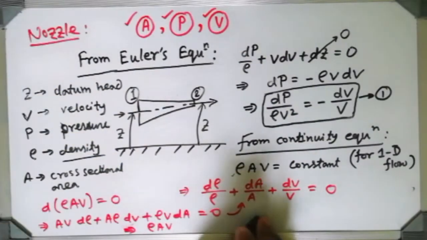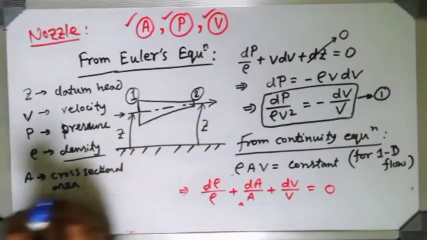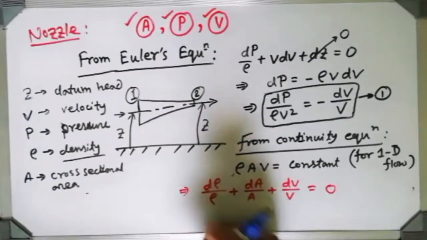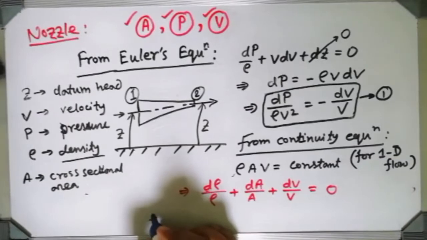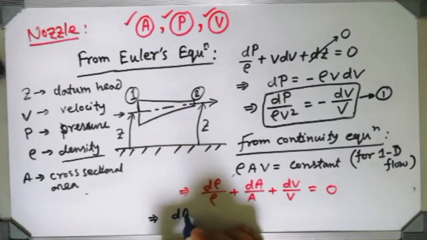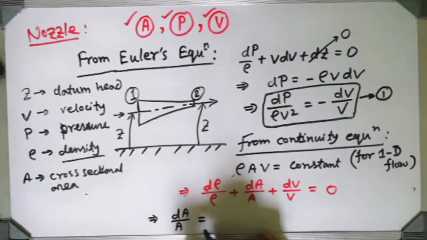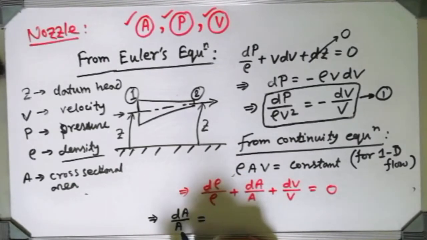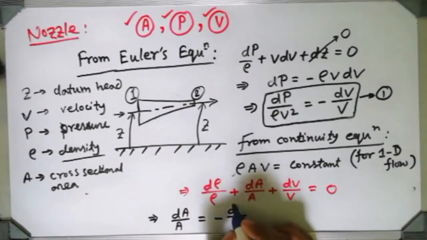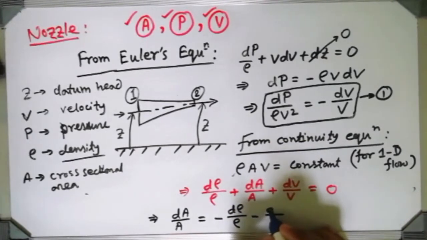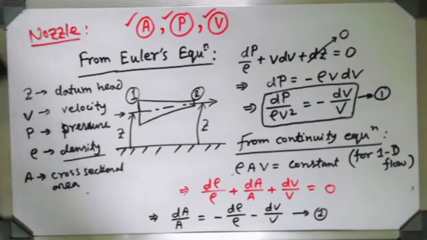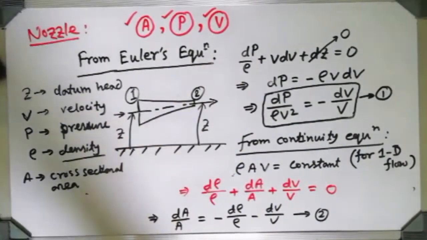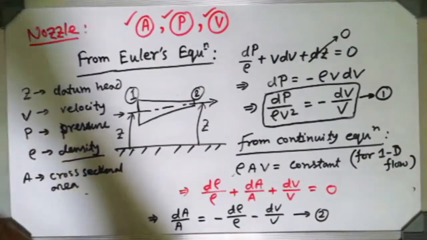I have shown you how it is converted. From there I need to convert this equation in this manner, dA by A, in terms of change in area with respect to initial area. It will look like this: d rho by rho minus dV by V, and name that equation 2. I am numbering so that it will be easy to count this equation further.